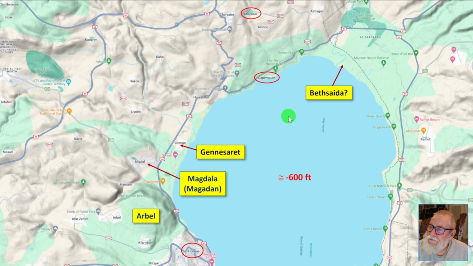Now, just as an aside here, no one really knows where the Sermon on the Mount was preached, but it was somewhere up above Capernaum.